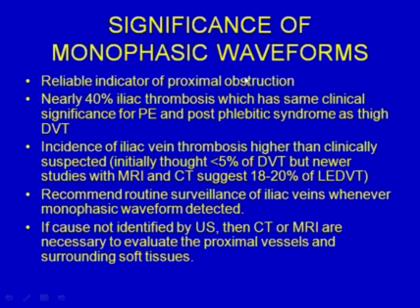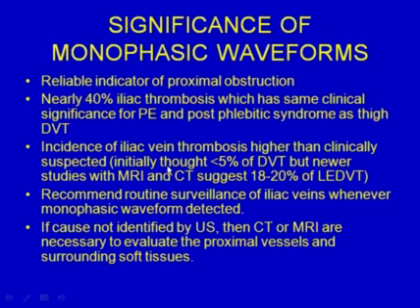So monophasic waveforms are very significant. They are a reliable indicator of proximal obstruction. 40% of iliac thrombosis was the cause in our series, and that does have the same clinical significance for pulmonary embolism and post-phlebitic syndrome as a thigh DVT. So it's very important to look for these, and if you don't have this in your protocol for your examination, I encourage you to add it in.